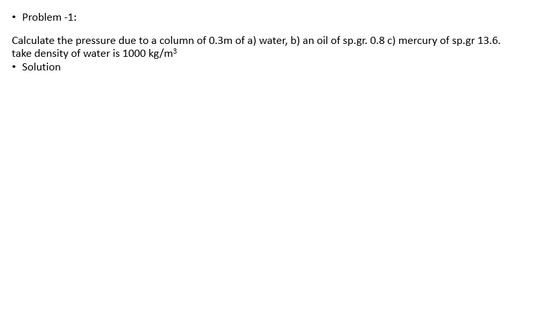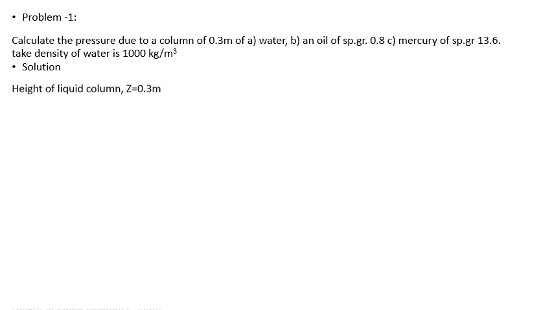Initially, for the first case, the column is filled with water. Then that water is replaced with an oil of specific gravity 0.8 for the same column height of 0.3 meter. And in the third case, the column is filled with mercury of specific gravity 13.6 for the height of 0.3 meter. Here the density of the standard liquid is given: water is 1000 kg per meter cube.